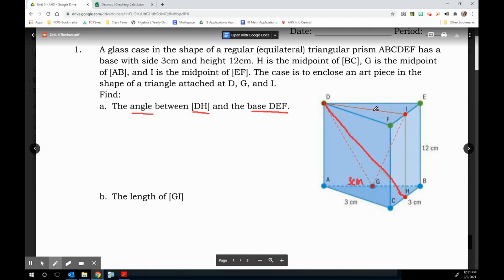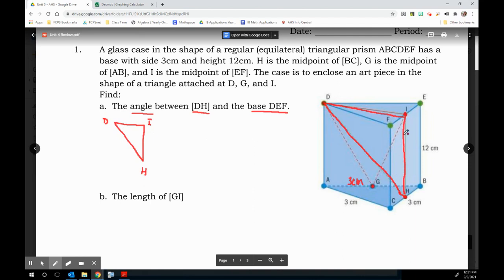So if you notice, even they kind of help us out in this diagram that D to I is along that base on the top. And if I connect I to H, I'm going to form a right triangle. So let me bring that triangle out of the 3D figure. All right, so this is the triangle I'm looking at.